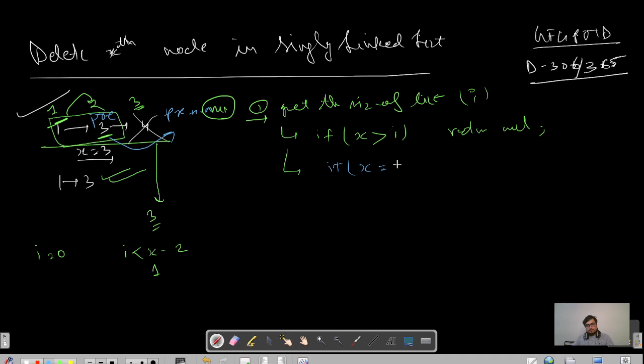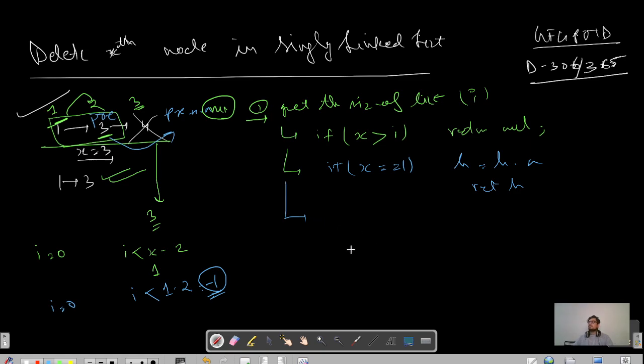So if x equals 1, why are we explicitly handling x equals 1? Because let's say if x equals 1, then we need to run a for loop for 1 minus 2, that is minus 1, right? So this for loop will not work for negative integers, because we are starting from I equals 0, correct? So we need to handle x equals 1 separately: we can just write head equals head.next, and we can just return head, right?